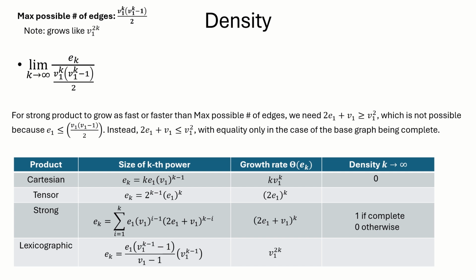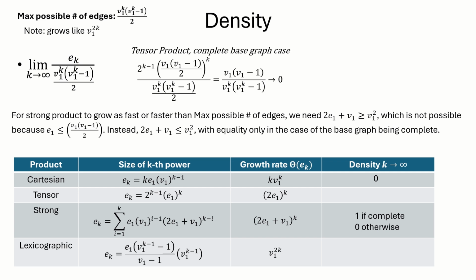This tells us that the tensor product density will also go to 0 in the case of a non-complete base graph. And in the case of a complete base graph, we can simply plug in the number of edges of the complete base graph for E sub 1 in the formula to see that E sub k also goes to 0 in that case.